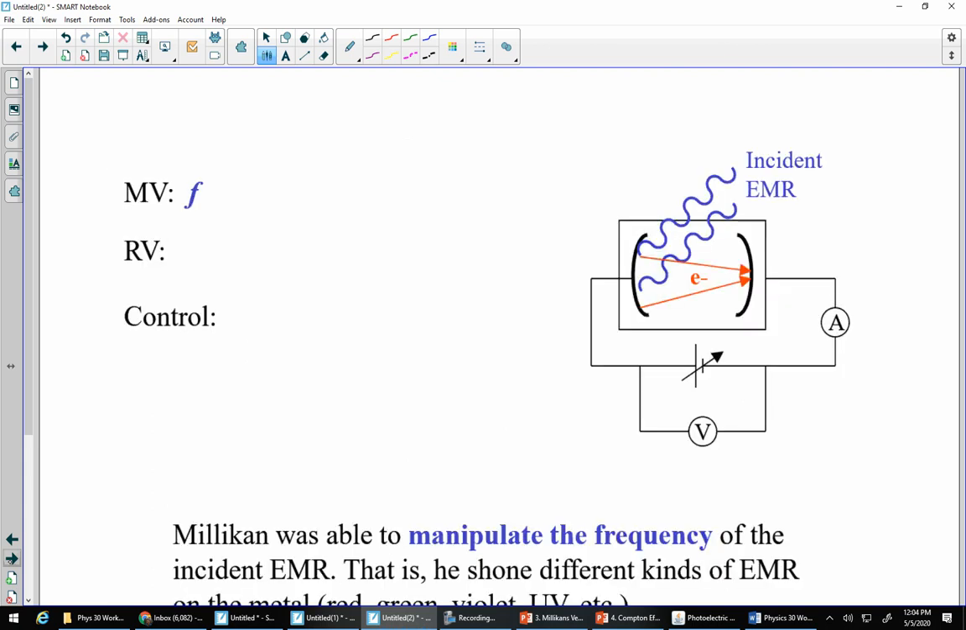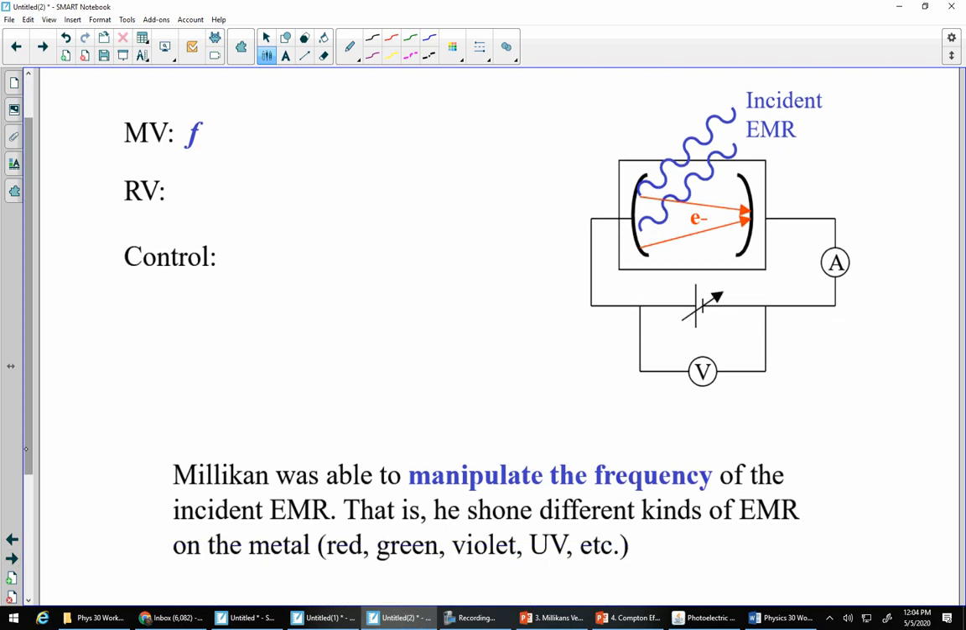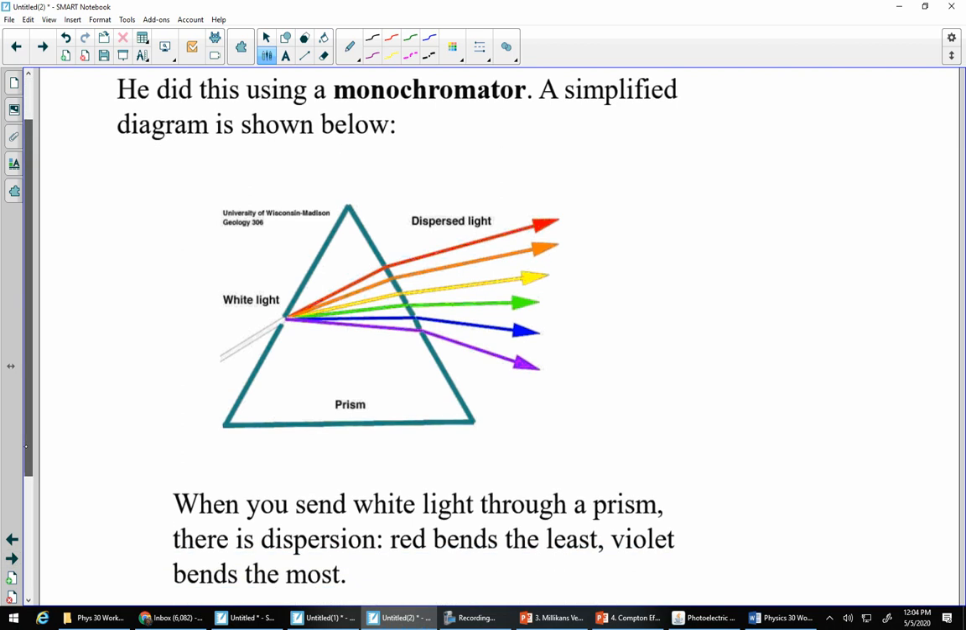So Millikan did experiments with this. Millikan manipulated the frequency of the EMR that's hitting the cathode, right? So he's shown different kinds of EMR. So for example, red, then green, then violet, then UV, then whatever else. So frequency is our manipulated variable. Our responding variable, oh, I should get into this first.